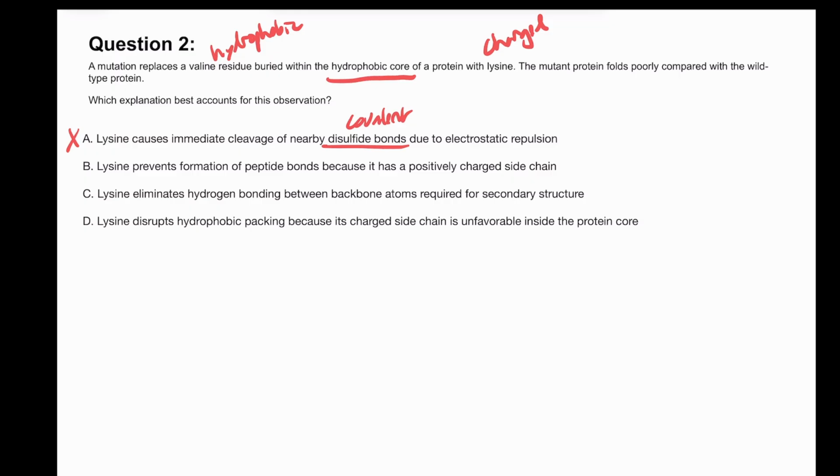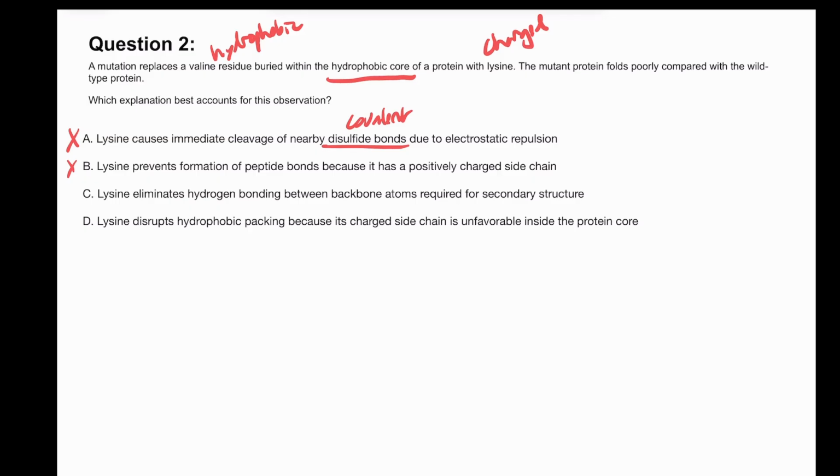B. Lysine prevents formation of peptide bonds because it has a positively charged side chain. Well, we know that's wrong. Lysine can be inside of a peptide just like any other amino acid. And so just because lysine has a charged side chain, it doesn't mean it's not going to be able to form peptide bonds with other amino acids. And so that's why B is wrong.